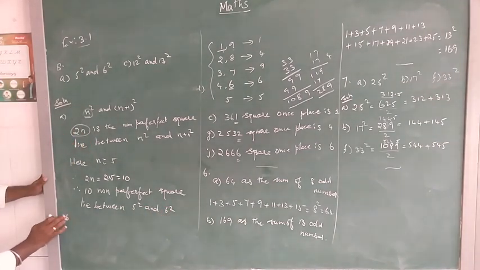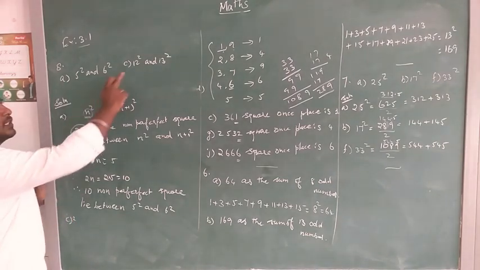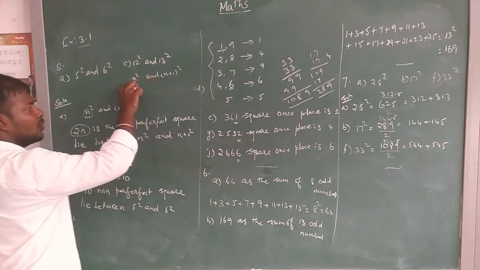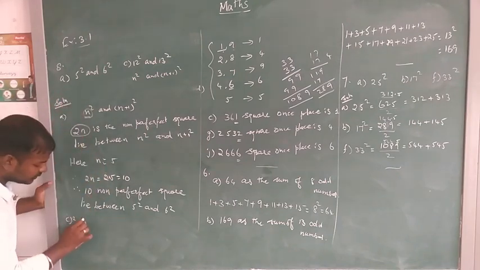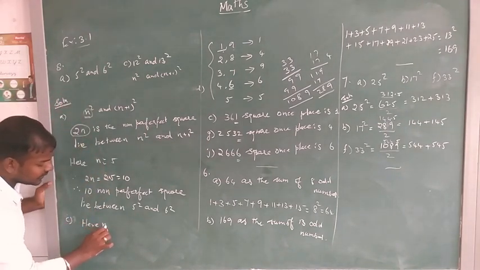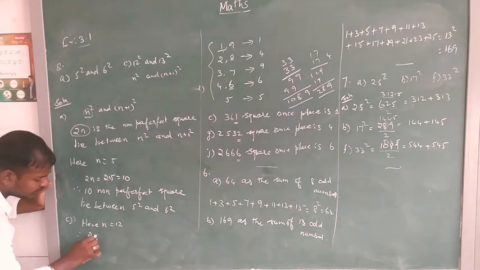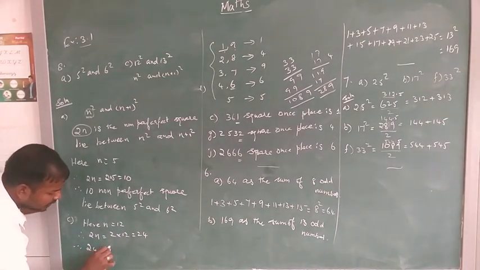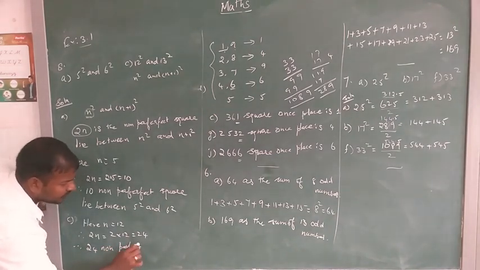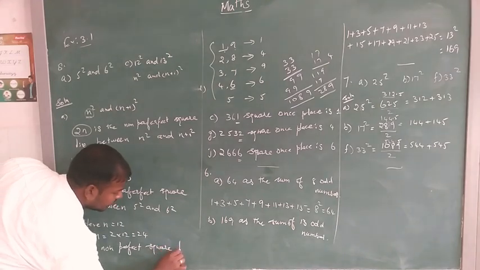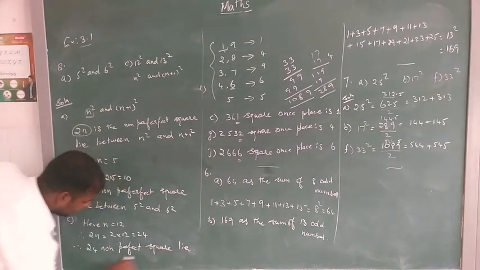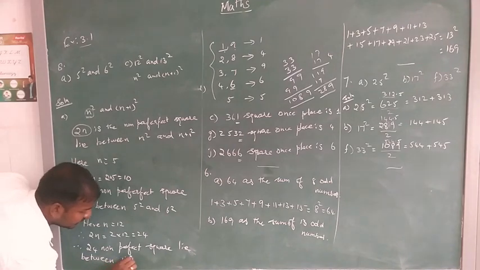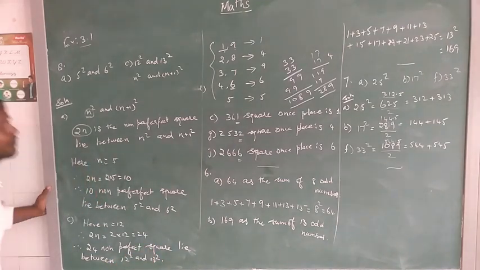What about the C problem? So you compare the same way. 12 square, this is your n square, and n plus 1 means 13 square. So what is your n here? Here n is equal to 12. Therefore 2 into n is equal to 2 into 12, which is equal to 24. Therefore 24 non-perfect squares lie between 12 square and 13 square.